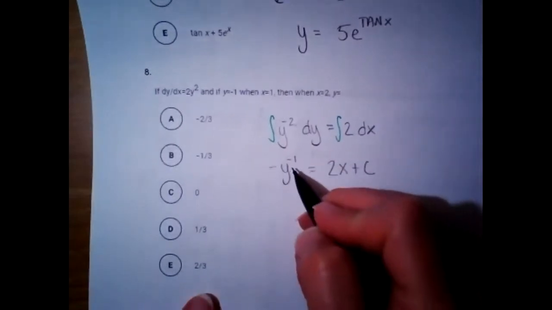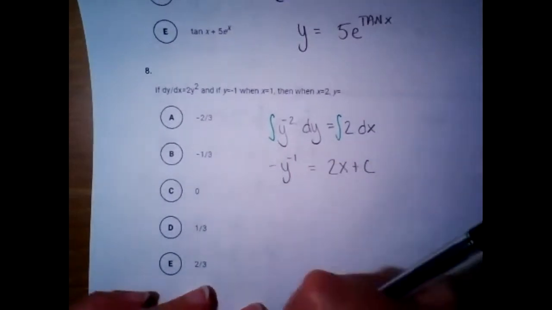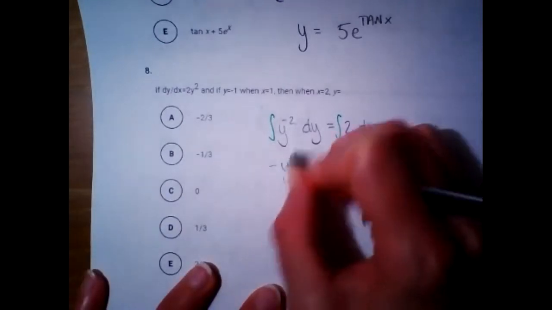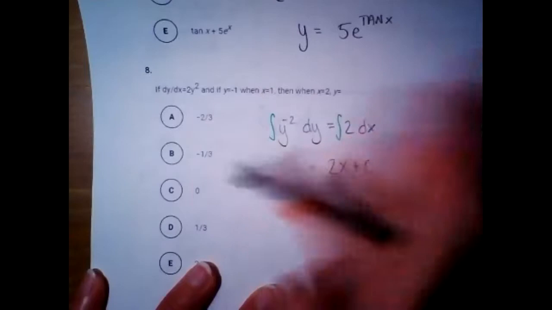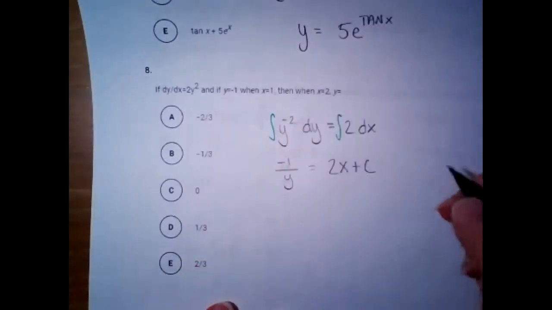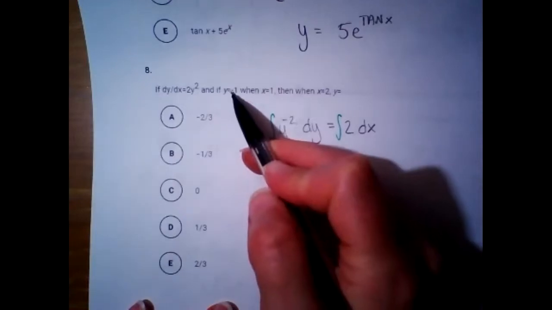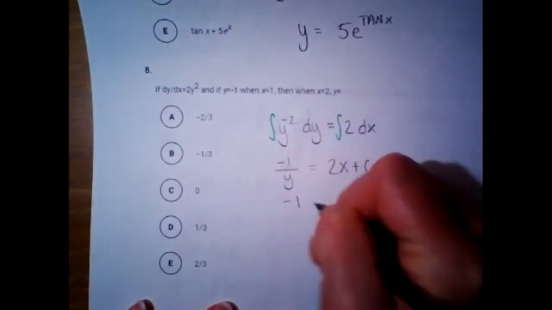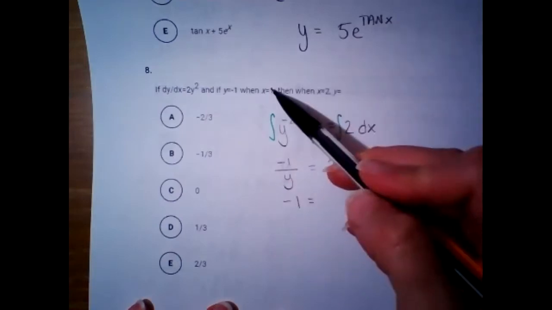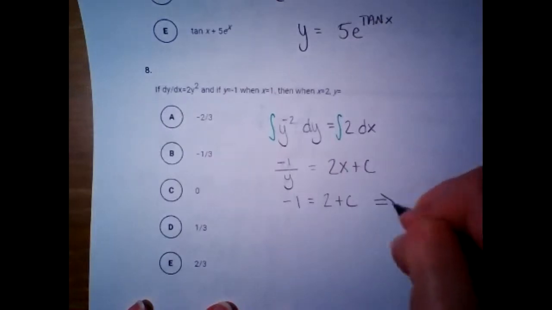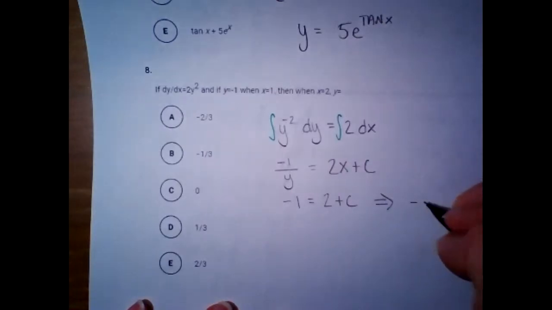And I'm just going to fix this. I'm going to erase and just rewrite it. This would be -1 over y. All right, and then they gave us y is -1. So if we put a -1 here, negatives are going to cancel. That'll just be 1. And x is 1. So this will be 2 plus c. And so c is -3.